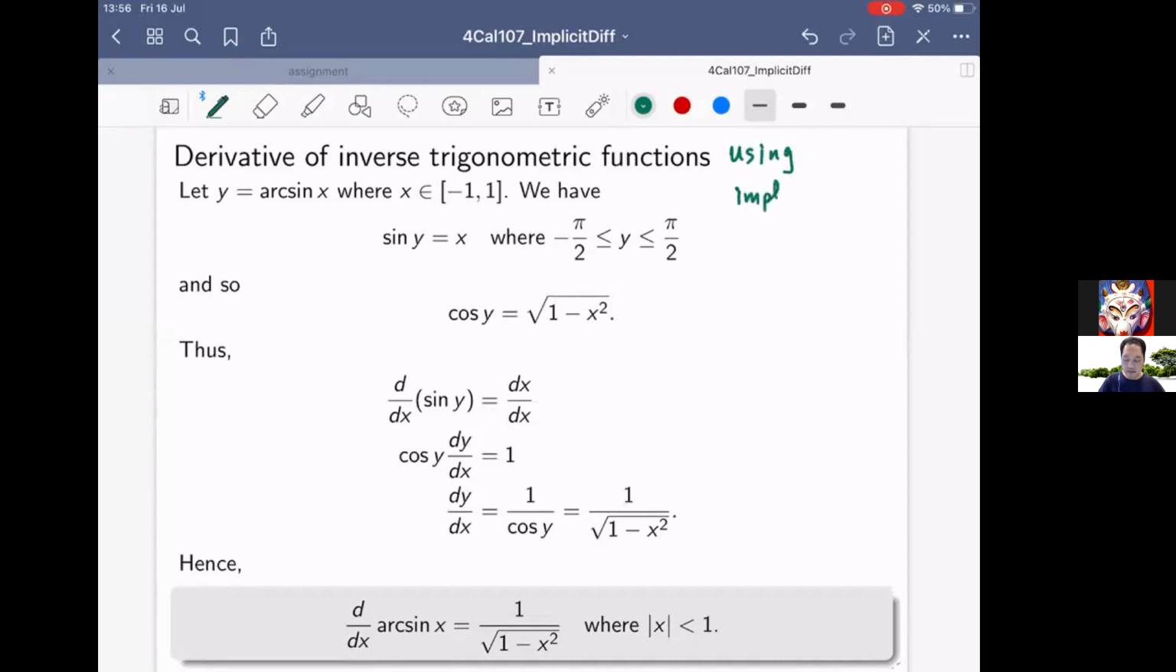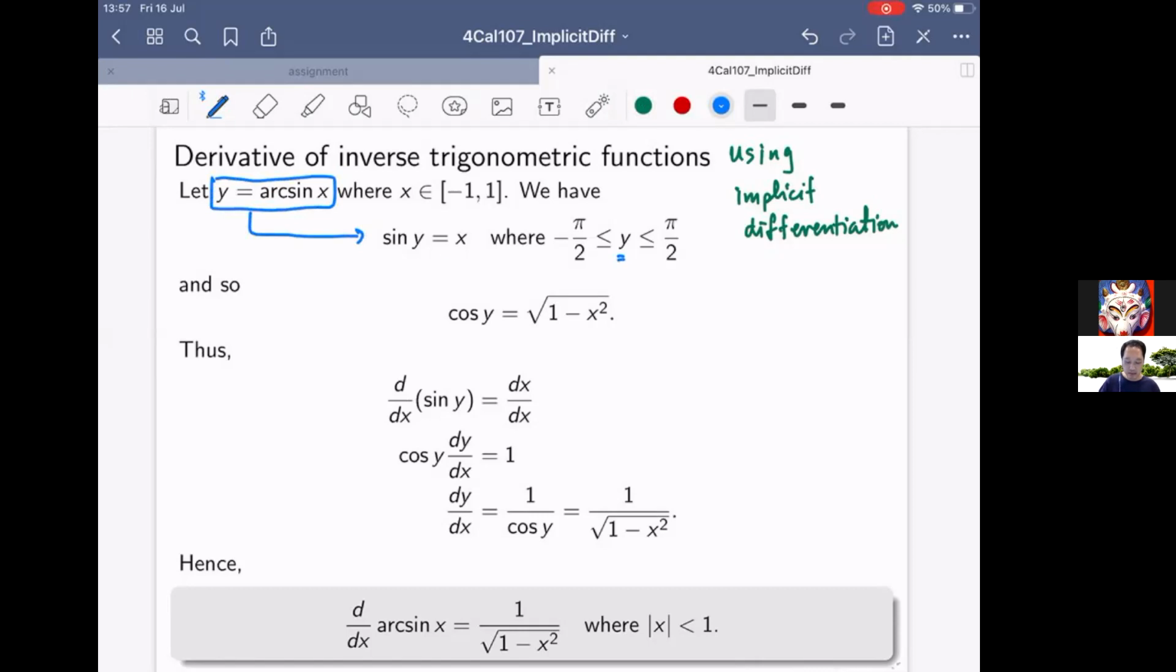Previously, what we have done is find the derivative of an implicitly defined function. For example, if you want to find the derivative of arcsine x, don't forget that y equals arcsine of x is the same as sine of y equals x. However, your y ranges from negative pi over 2 to pi over 2.